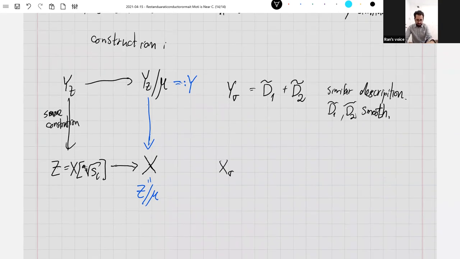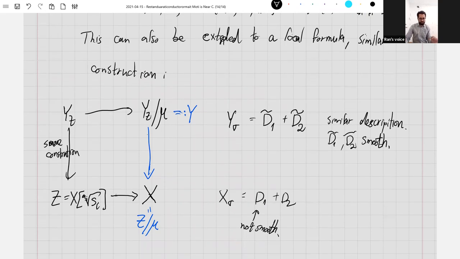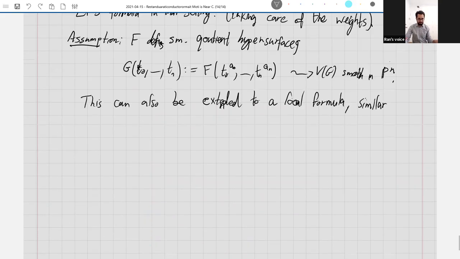Although here D1 and D2, D1 is not smooth, it doesn't matter for the proof because I compute everything on this reduction anyway. So just using this method, I get also the same thing in this somewhat more general case with weights. And yeah, so that's basically what I wanted to talk about.